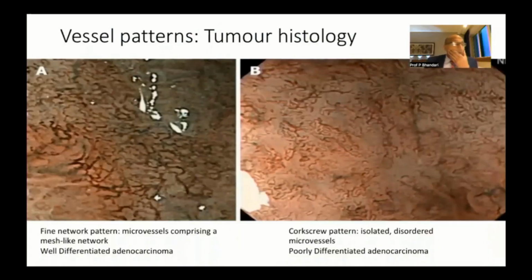You can use NBI, and if you get this kind of fine meshwork vessel pattern, then that is seen as well differentiated. If you get this corkscrew or disordered pattern, that is a poorly differentiated or signet ring type of cancer.